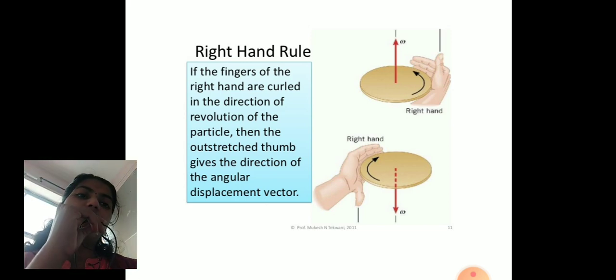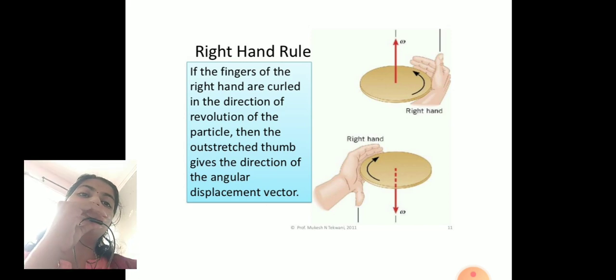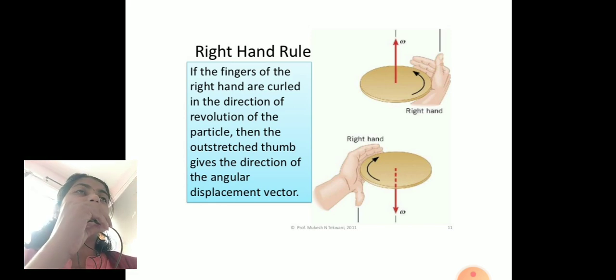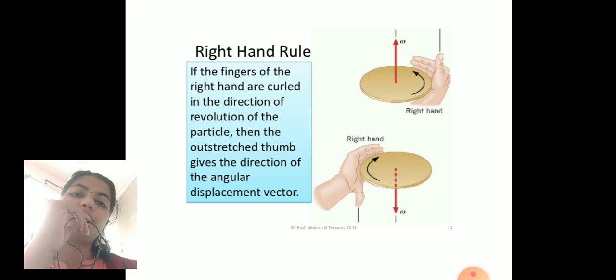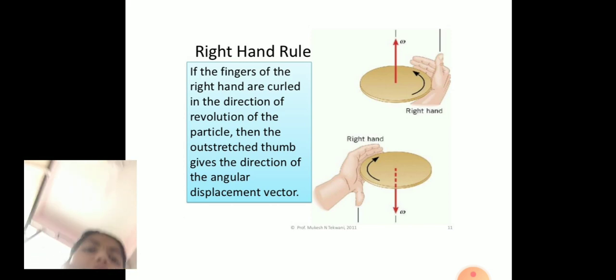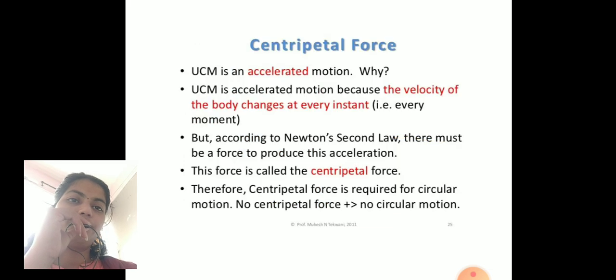In this right hand thumb rule, the fingers show the angular position, and our thumb shows the angular displacement vector. It means that for the directions of angular position and displacement, we have to consider the thumb and curled fingers. The displacement vector is along the thumb, and the curled fingers show the angular direction.